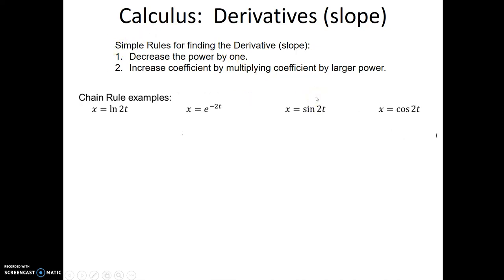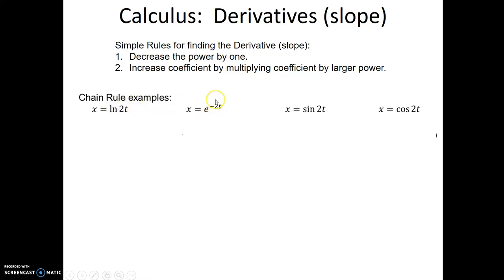Now, sometimes we have to expand upon this a little bit, and it's using what's called the chain rule, but it really isn't that much more difficult. So notice there's a 2 here, so I have 2t, and here I have negative 2t, and here I have sine of 2t and cosine of 2t, whereas before it was just t in every one of these. Well, in that case, not only do I have to take the derivative of natural log of 2t, I also have to then take that answer and multiply it by the derivative of 2t.